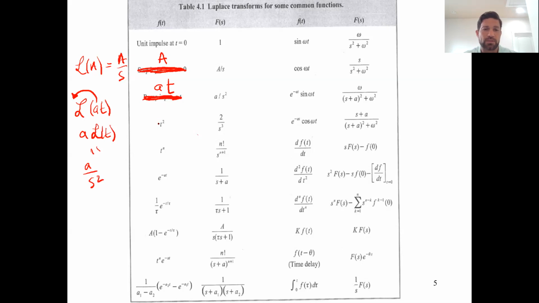So what this table shows is in some cases there's a constant outside, like here there's a constant outside, and here there's not a constant on the outside. If I put a constant on the outside right here, like if this said take the Laplace of A times T squared, it would just be A times 2 over S cubed.